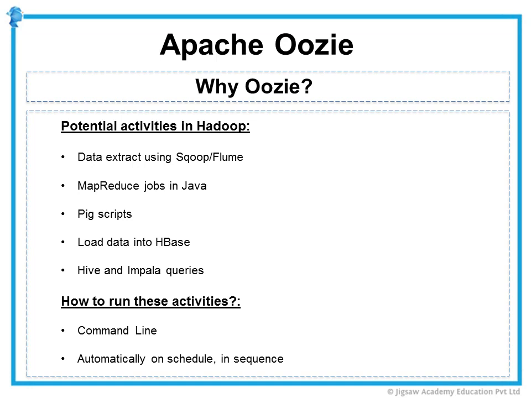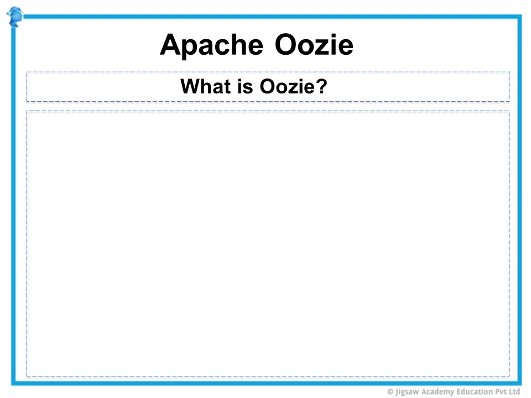And typically, most applications would have some sort of a data flow. You would probably want to run your MapReduce job after your Sqoop job has run, and then follow it up with a Pig script, and then maybe run your Hive or Impala queries. This is where Oozie comes into the picture.